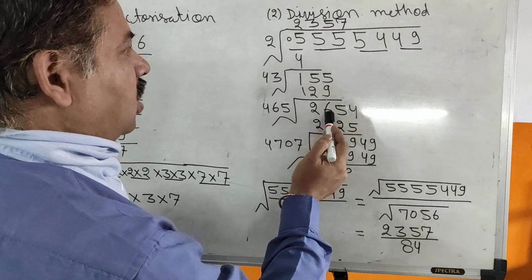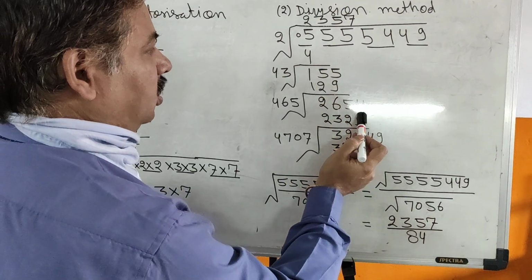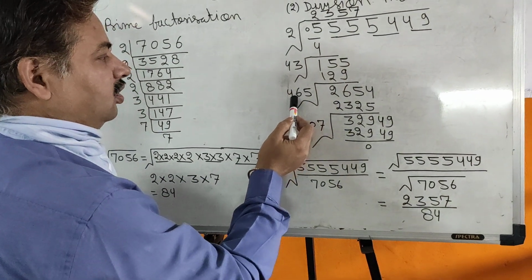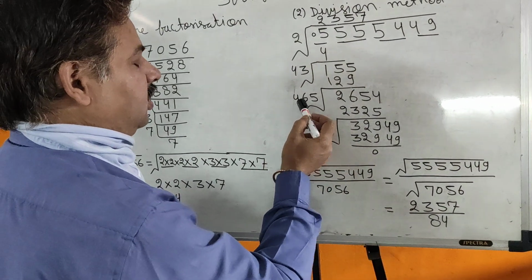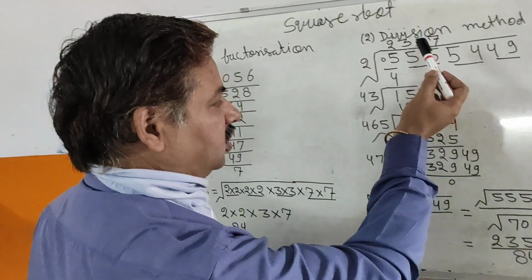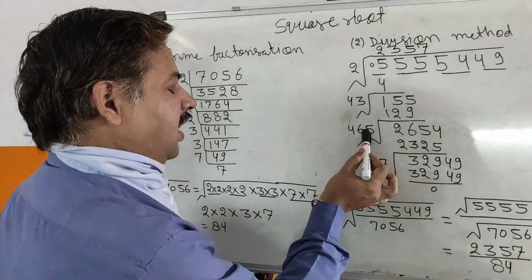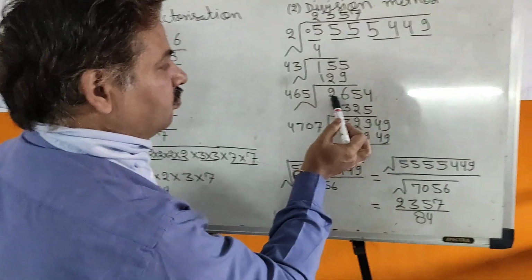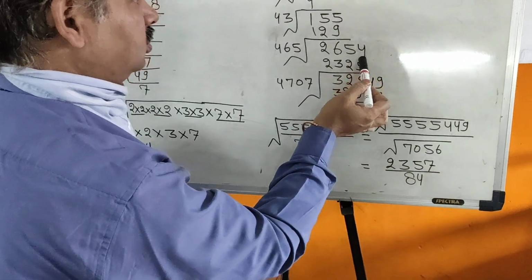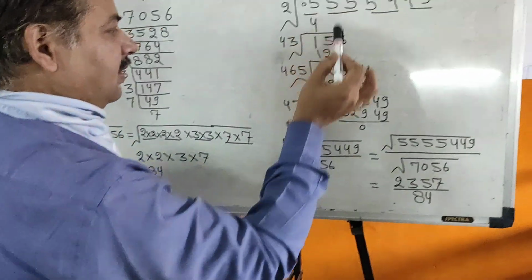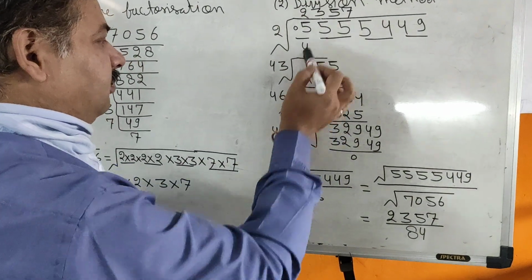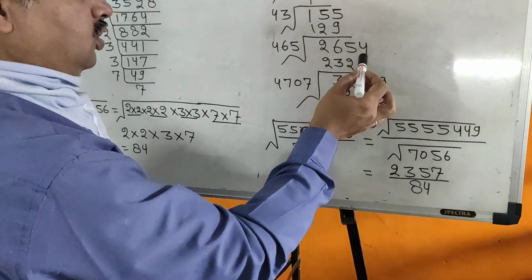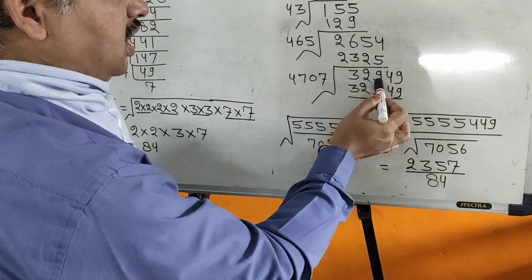26 will come. Now the next pair, that is 54, we will take, and double of 23, that is 46, we will write there. Now it is divisible by 4 6 or 24. By 6 we could divide, but by writing 6 there and multiplying by 6, the number will come more than 2654. That's why we are doing it by 5. So 465 multiplied by 5, 2325 will come. Now we will subtract, so 329 will come.